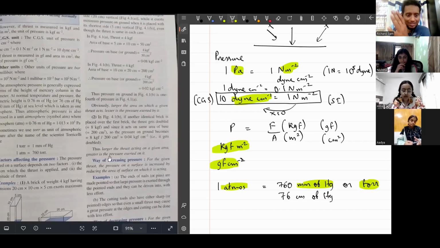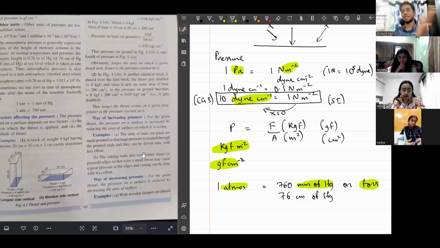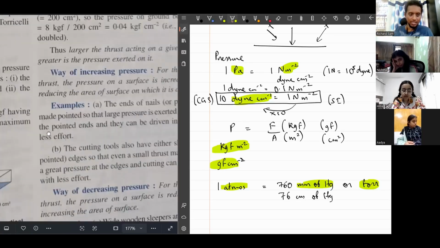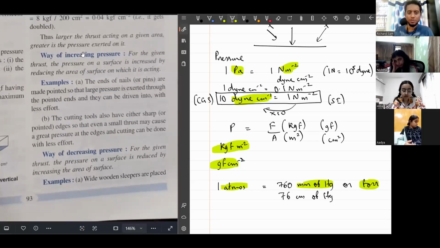Okay, so then you have a lot of examples stating that if you reduce the area, you'll increase the pressure. Okay, like we have already seen. Ways of increasing pressure: how do you increase the pressure of a nail or a knife? You just make it sharp. How do you decrease pressure? By increasing the surface area.